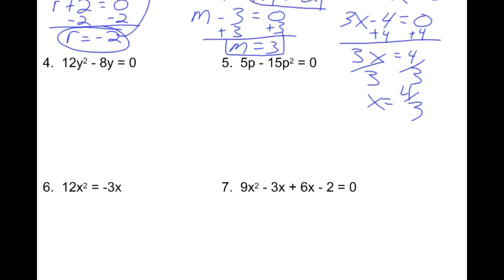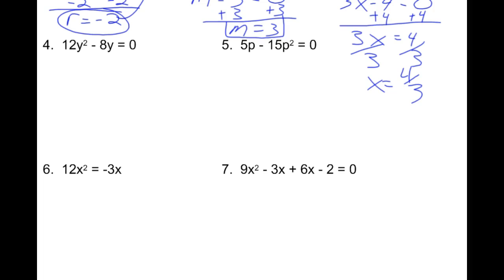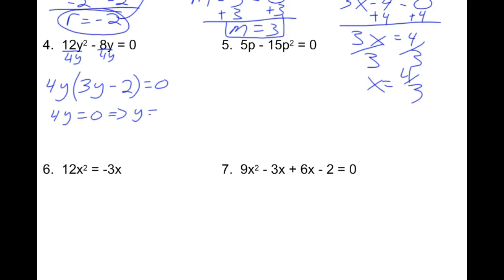So now let's take a look at number 4 and 5. Just like yesterday, I have to first factor them. Okay, so a 4y can go into these. So 4y, and that would be 3y minus 2 is equal to 0. And then I have each of those. The 4y equals 0 implies y is equal to 0. Okay, when you divide each side by 4, you still get y equals 0.